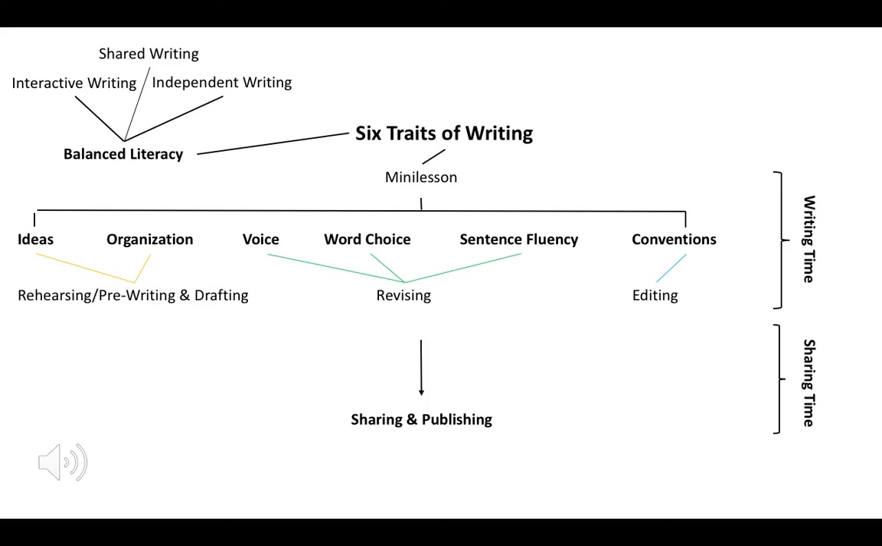Our last trait of the 6 is conventions, which is a part of the editing stage of writing. Conventions are the spelling, the punctuation, the capitalization, things that get you ready for publishing your story. And so that, after you've done all of the pre-writing, drafting, revising, and editing with your 6 traits, it's time for the student to move into the sharing and publishing stage. And this is part of the sharing time in writing.